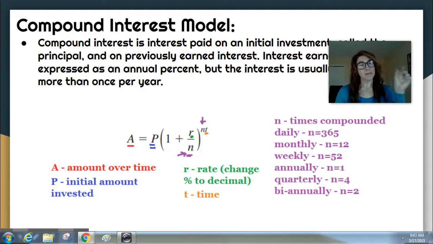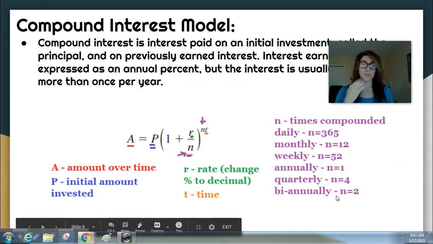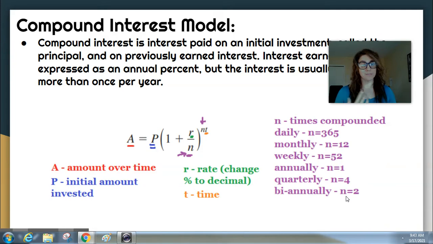And then in the exponent, N times T, your time frame, your years times however many times they're compounding your money. And I have over here just a couple. These are the common ones you're going to see. It can be compounded daily, so N would then be 365 days in a year.